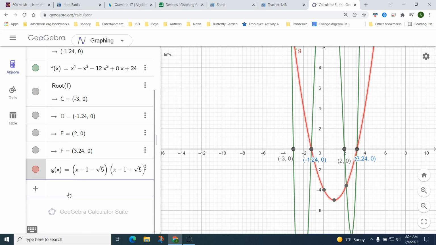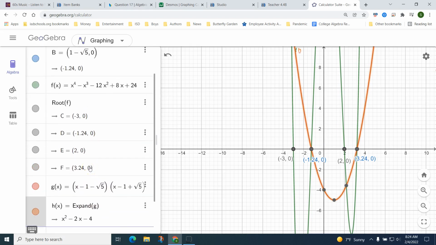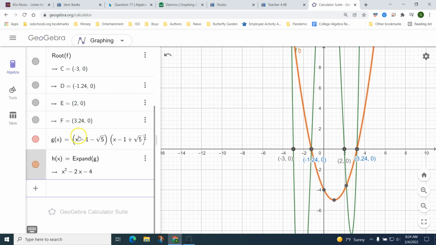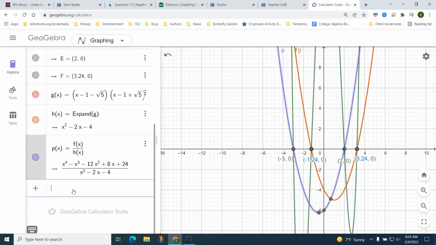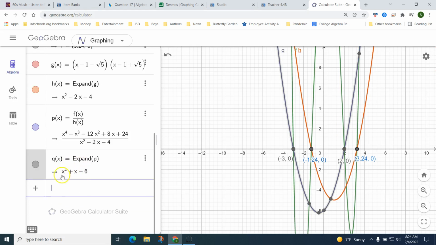So now I am going to expand g. Oops, not d, g. And there we go, right there. So now I want to divide f by g. This is f, which I put in. This is h. So we expanded g to give me h, and I'm going to say f divided by h. Now expand p, because that's what this is called, p. And there it is right there.